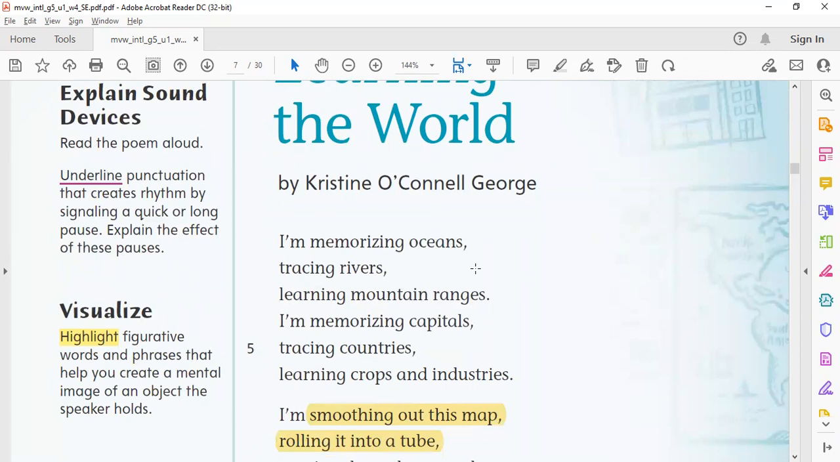Also here I have a question. Which lines have a short stop and which lines have a long stop? A long stop is the period and a short stop is the comma. Listen carefully. So after oceans, we have a small stop. After rivers also, but after ranges, we have a kind of long pause. After capitals and after countries, it's a quick stop, but after industries, we have a long pause.